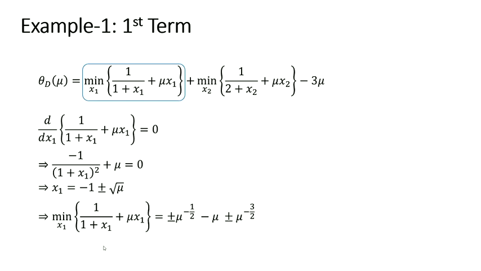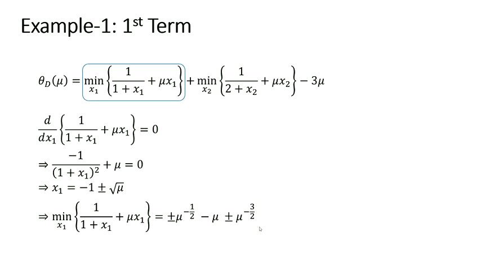Okay, and then replacing x1 here and simplifying further, actually it's quite easy to do the simplification because you see you have 1 plus x1 here, and here you have x1 equals negative 1 plus. So 1 plus x1 equals plus minus square root of mu, right? So this is 1 over plus minus square root of mu. That's it. Okay, and so we get this as our solution.